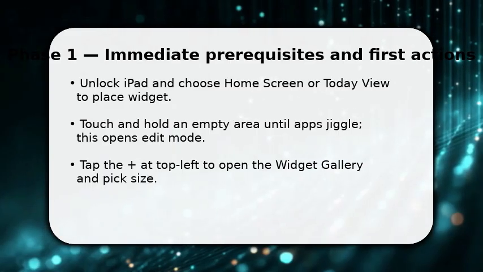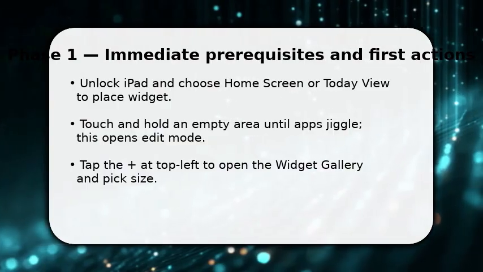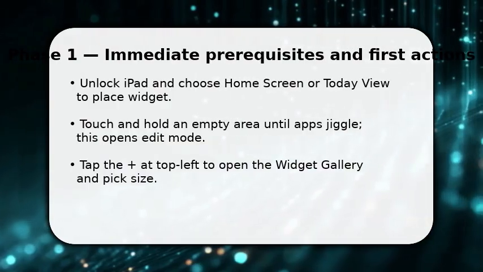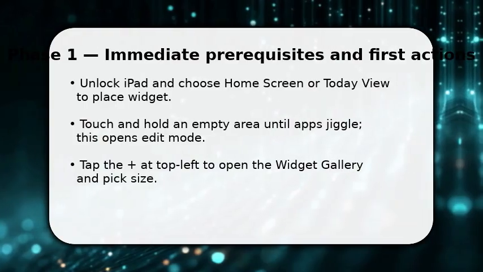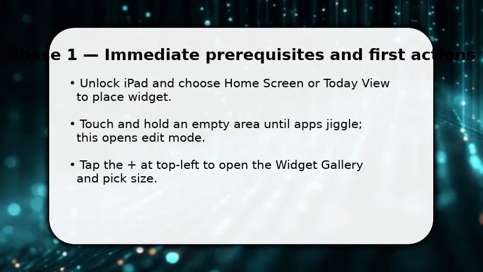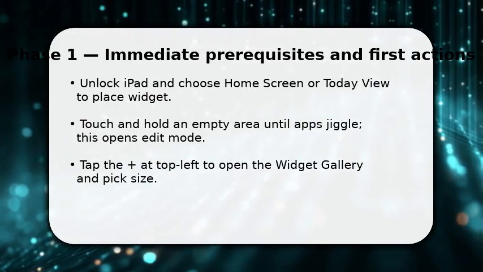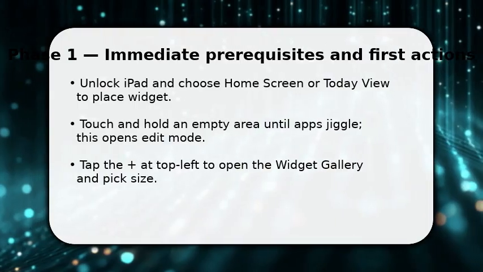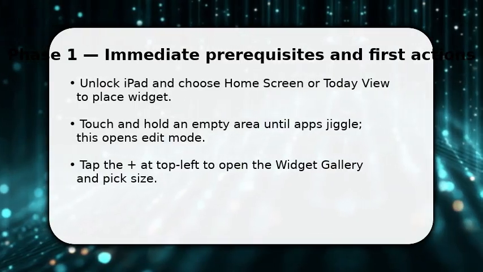You start by choosing where the widget belongs, home screen or today view, because placement affects visibility and interaction. Once you pick a screen, touch and hold an empty area until apps jiggle. This is edit mode. Make sure to tap the plus button at the top left to open the widget gallery. You'll see sizes and preview.